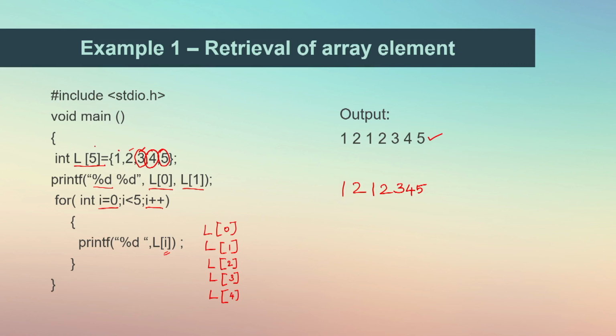So, here we can see that the size of the array which is declared is 5. So, the loop has to be run from 0 to 5. Because the subscript starts from 0 to 4, the loop has to be terminated when I becomes 5.